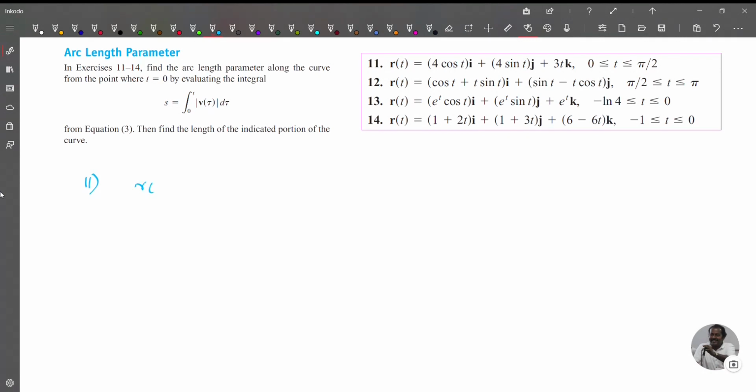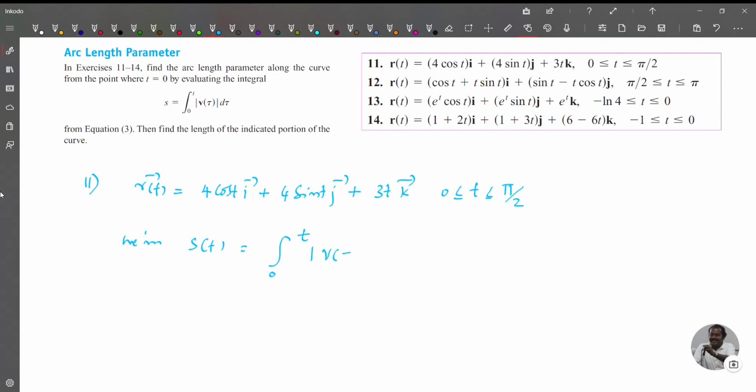Given that r of t equal to 4 cos t i plus 4 sin t j plus 3t k, 0 less than or equal to t less than or equal to pi by 2. We have s of t is equal to integral 0 to t modulus of v of tau d tau. v of t is equal to minus 4 sin t i plus 4 cos t j plus 3k.